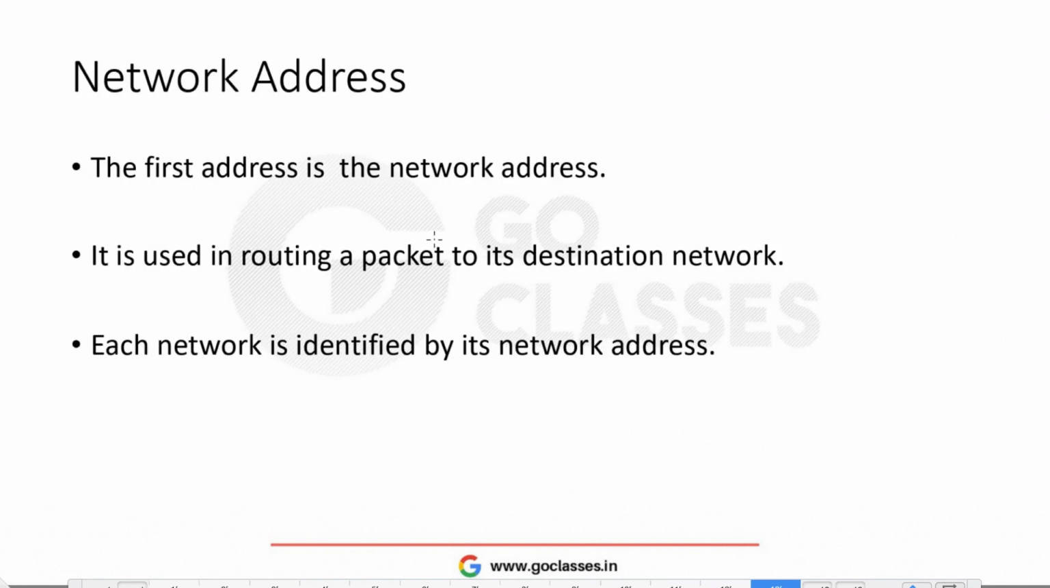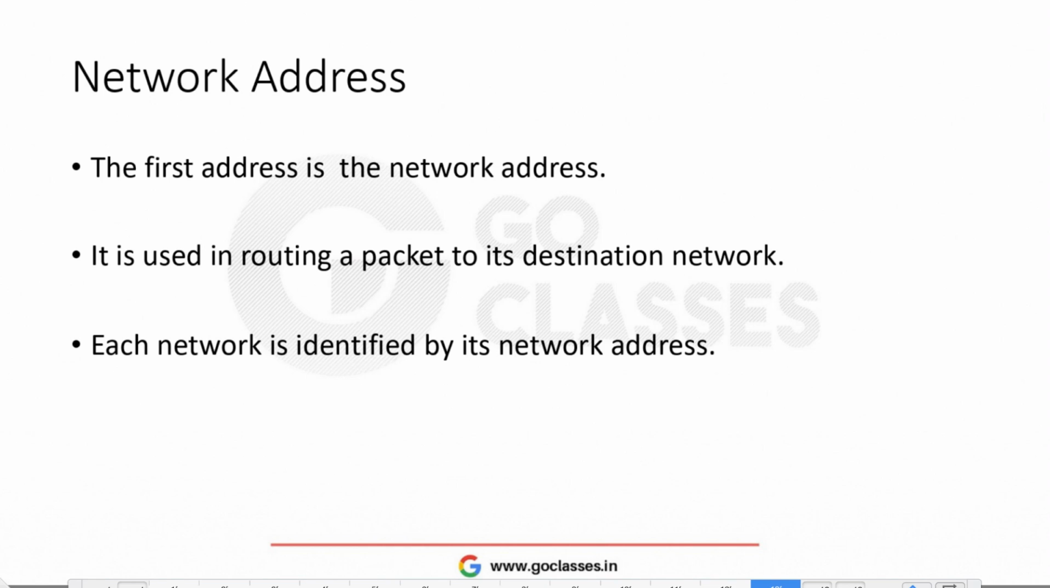Now this first address is very special, and it is called the network address. It is used for routing a packet to a destination network. We will talk about routing in more detail in future videos, but here I am only talking about the network address. The first address is important because it is a special address called the network address, and each network is identified by its own network address.